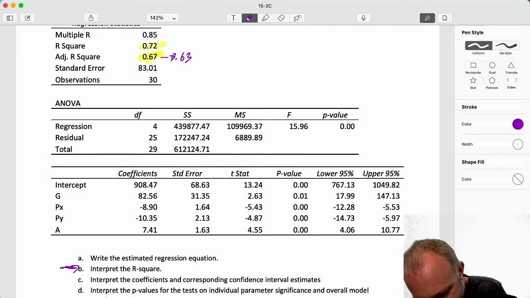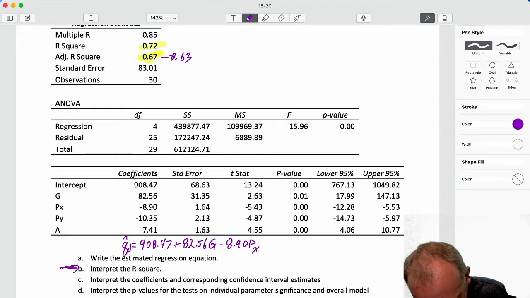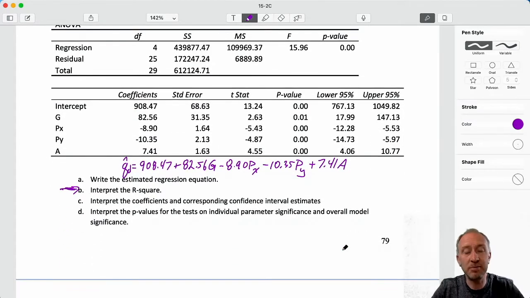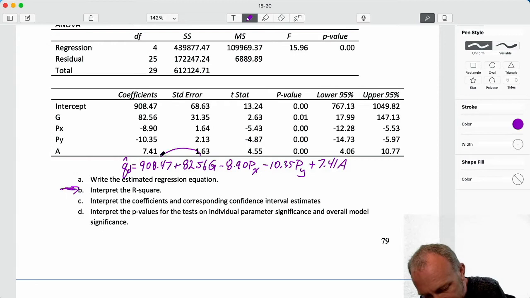Part A, write out that estimated equation. Here I have our estimated quantity demanded equal to 908.47 plus 82.56 times gender, this is our dummy variable, minus 8.9 times its own price, minus 10.35 times price of some related good, plus 741 times advertising. So there's that estimated regression equation that provides us with the point estimate of all of those marginal effects, except remember that the coefficient on the dummy is not a marginal effect. That coefficient acts on the intercept.